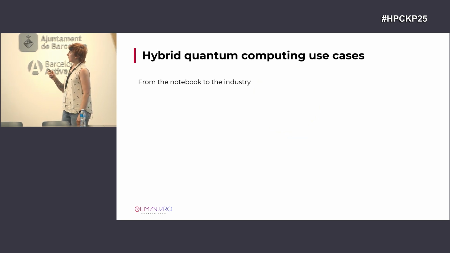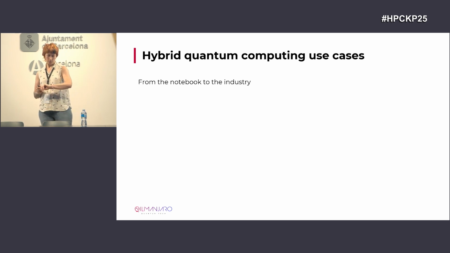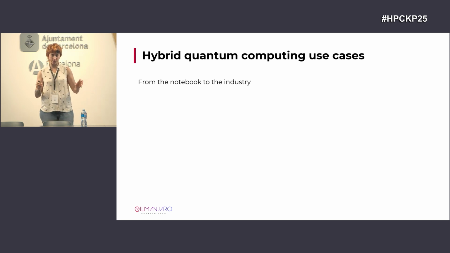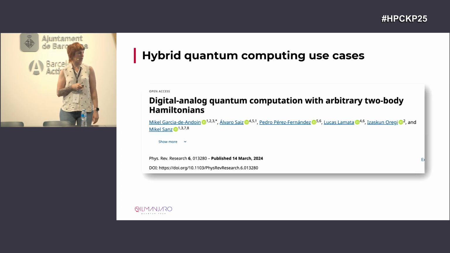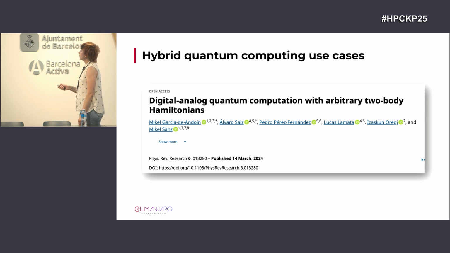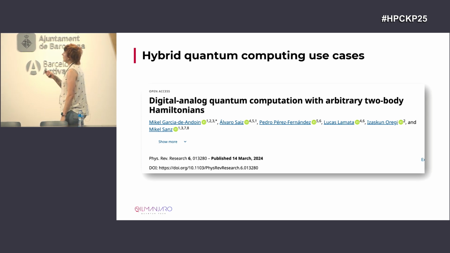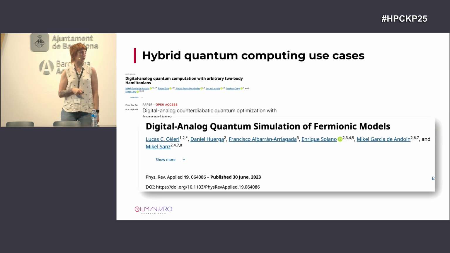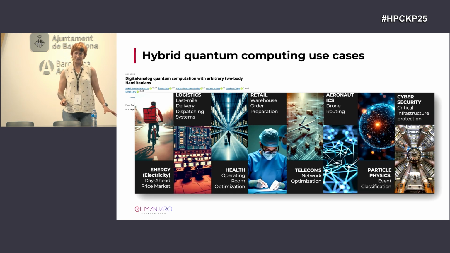Just to give you some examples of what we can do with this hybrid digital superconducting and analog superconducting system, I have some papers from different people who made the effort to study that. Here is a study doing two-body Hamiltonians, another one doing quantum optimization with trapped ions, and another one simulating fermionic models. But as we are not quantum physicists, or at least not 100% of the audience, I will translate into real cases.